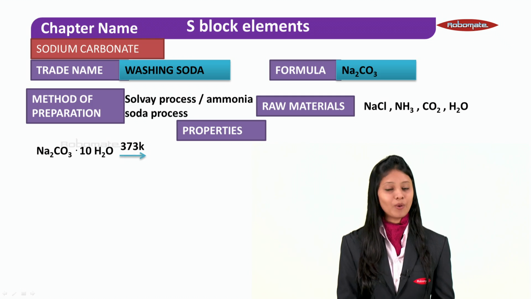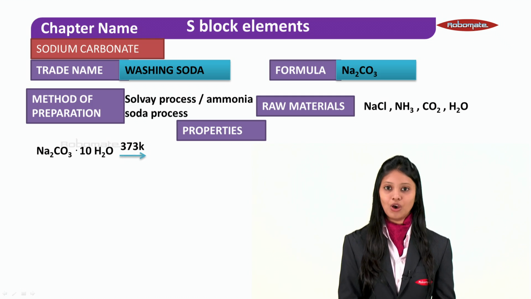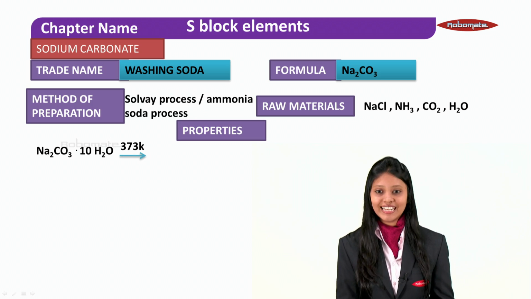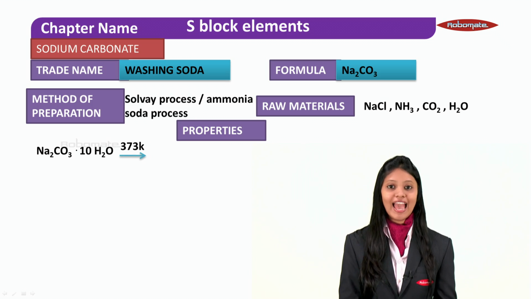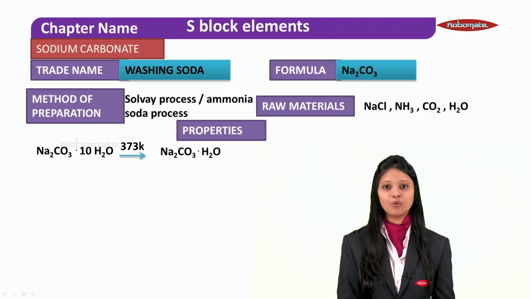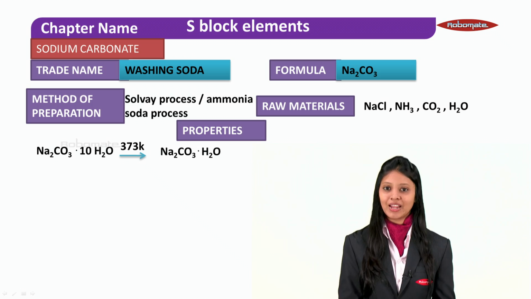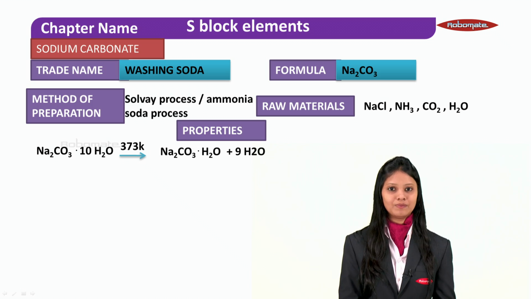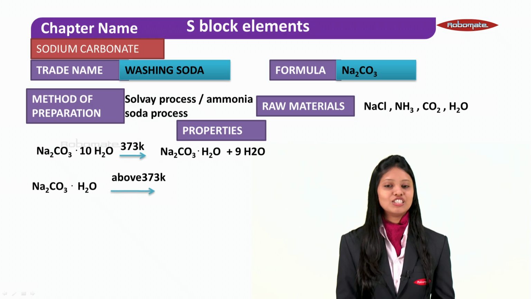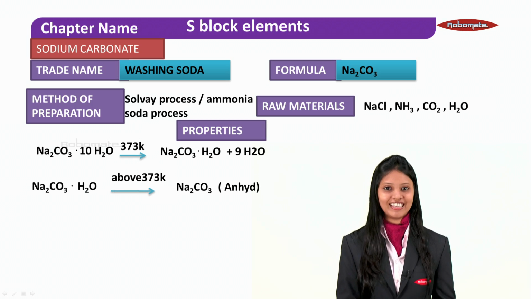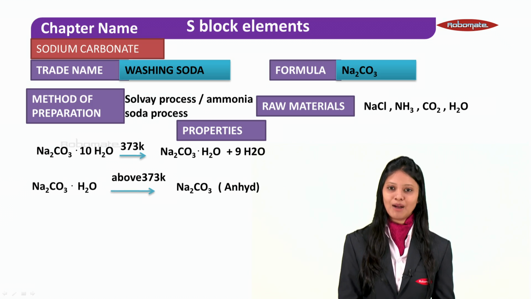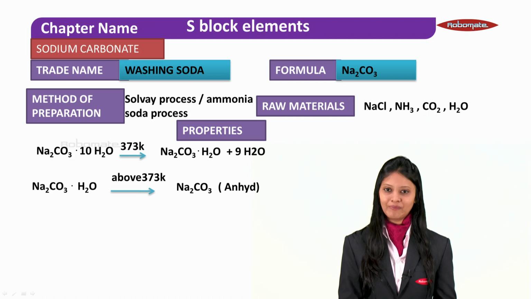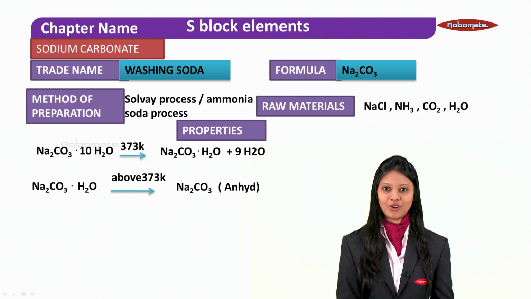So we have sodium carbonate with 10 molecules of water of crystallization under heating at 373 Kelvin. At this point, there will be formation of sodium carbonate with 1 molecule of water of crystallization, plus there will be separation of 9 molecules of water. If we heat this sodium carbonate with 1 molecule of water of crystallization above 373 Kelvin, there is formation of sodium carbonate, which is in the anhydrous form. So this was about properties of sodium carbonate.